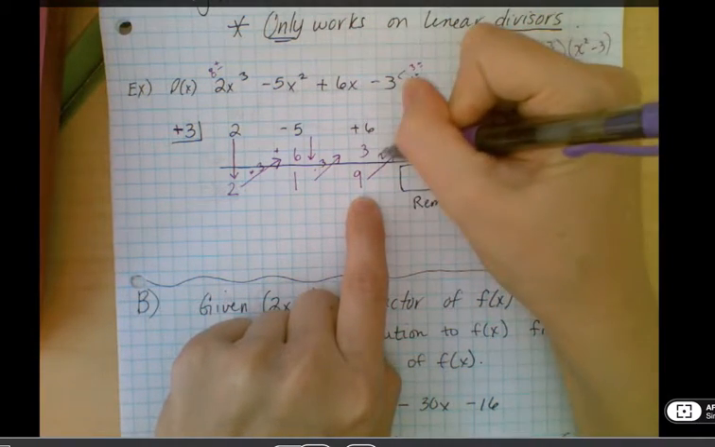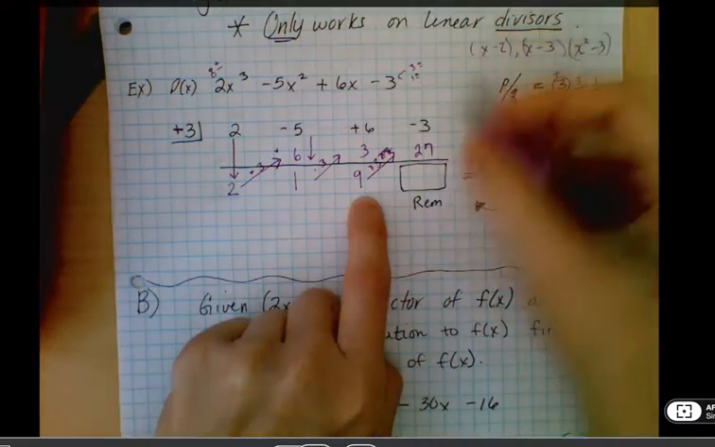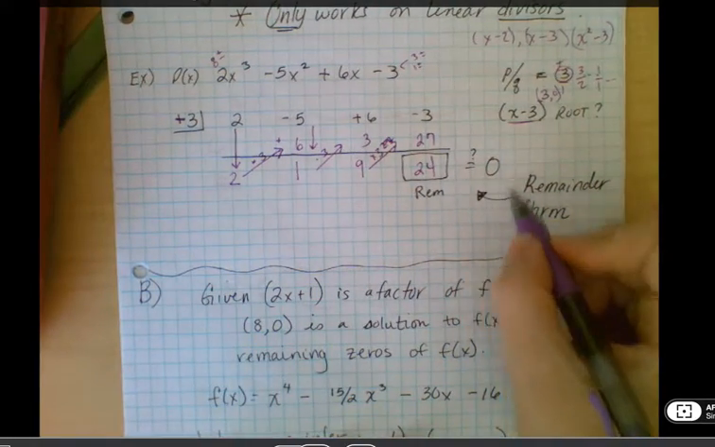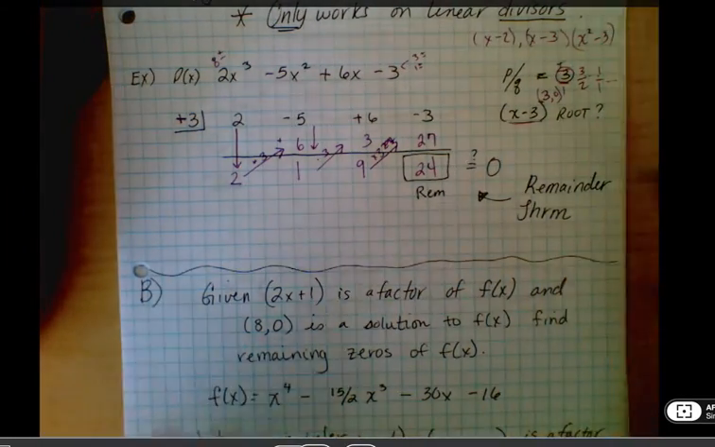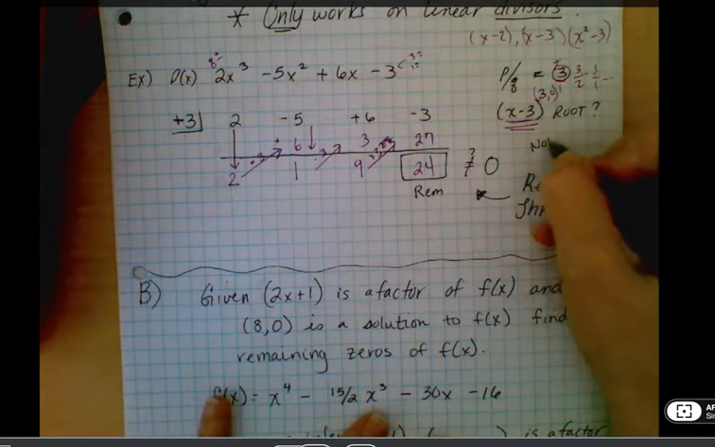And then 27 goes here. We're still just multiplying by 3. And then 24. So does 24 equal 0? That's the basis of the remainder theorem. No, it doesn't. So this right here is not a root.